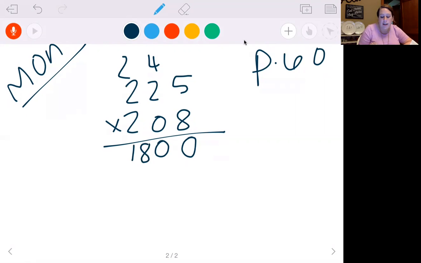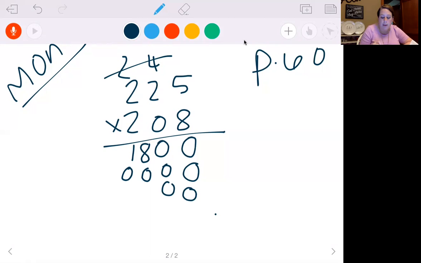Okay, so I've done the 8 times everything at the top, so I'm going to put the placeholder 0. I've been noticing that some of you are not putting your placeholder 0. You have to do that for it to work, okay? So now we have the 0. So 0 times 5 is 0. 0 times 2 is 0. 0 times 2 is 0. So pretty easy. Now I want to go over to the 2, so I have to have 2 placeholder zeros.